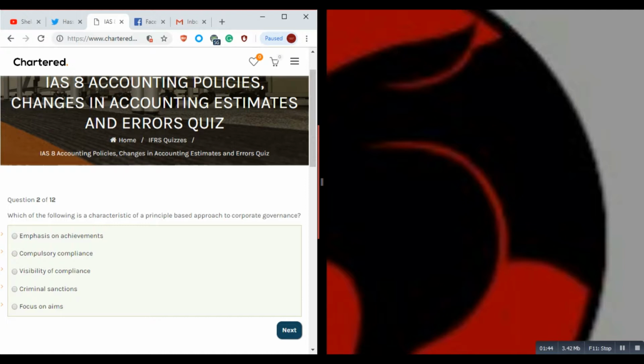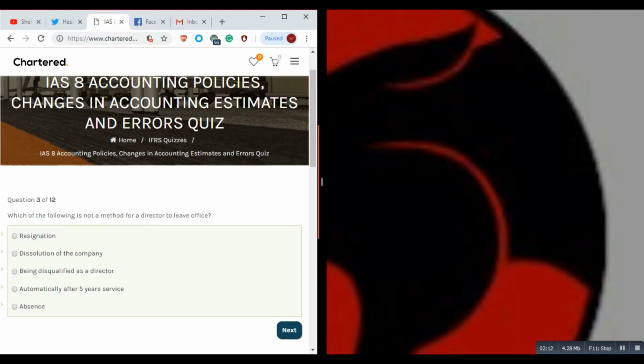A principle-based approach normally focuses on aims, criminal sanctions, visibility of compliance, and emphasis on achievements. All four except the second, compulsory compliance, are characteristics, which is not a flexible characteristic when we talk about a principle-based approach. So compulsory compliance is the correct answer.